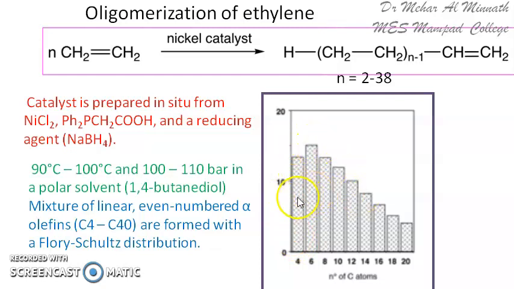This distribution is a probability distribution of polymer chains during polymerization, and the Flory-Schulz distribution implies that shorter polymers are favored over longer polymer lengths. Here you can see the chain lengths of 4, 6, 8, 10 are more, while from 12 to 20 the number of polymers decreases. You will know more about this when you study polymers. So in the oligomerization of ethylene, we get polymer chains of C4 to C40 chain length, and the distribution is based on the Flory-Schulz distribution.